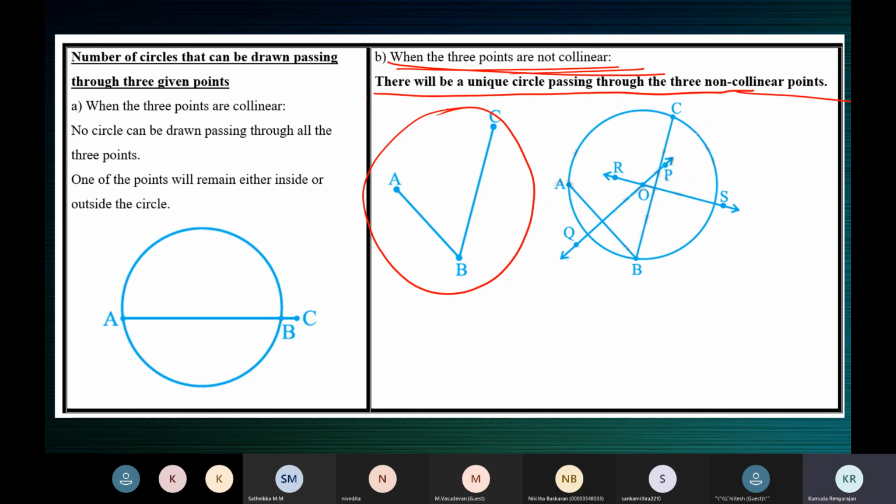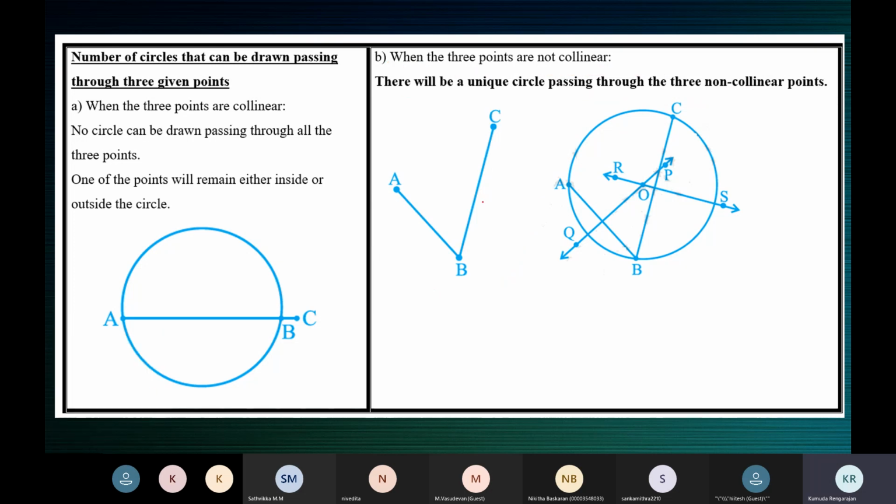Now, how do we draw that unique circle passing through these 3 non-collinear points A, B, and C? Construct the perpendicular bisector of AB. So we know how to construct the perpendicular bisector like this. Construct the perpendicular bisector of BC, by the 4-arc method. Let the perpendicular bisectors meet at O.